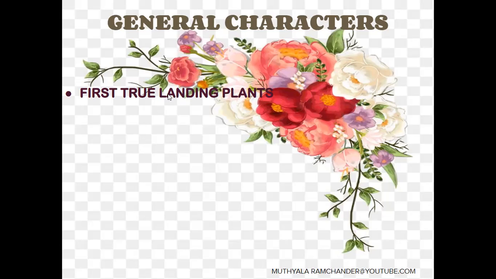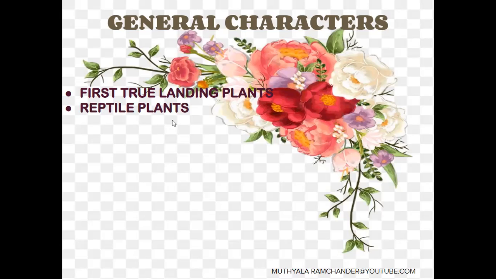First Tracheophyta plants, Pteridophyta. But these Tracheophyta plants don't contain any flowers, means flowers are absent in these plants. So these plants are also called cryptogams. Cryptogams means plants containing a vascular tissue system, but they do not produce flowers.